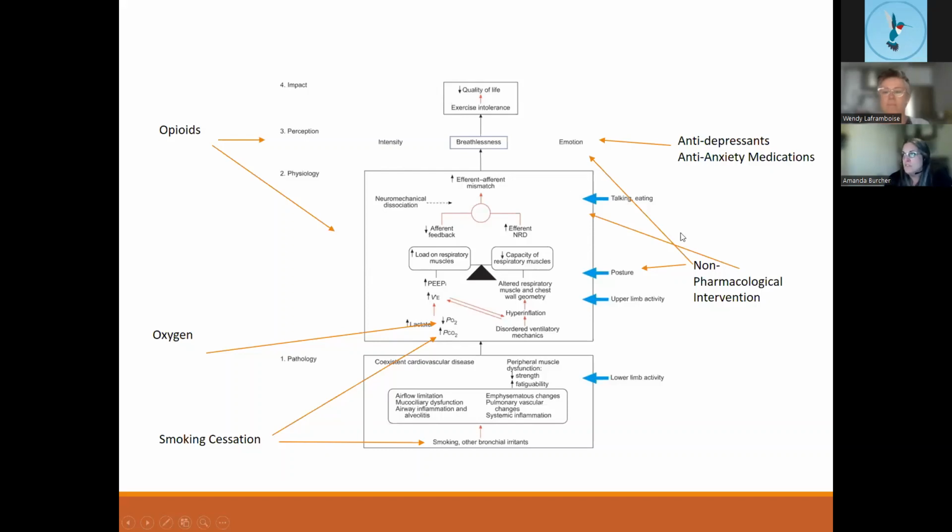And then our non-pharmacological interventions can address the posture causes, the talking, eating causes, the emotion causes, so they can work on a number of different things. So really, when we're looking to come up with a dyspnea management plan for our palliative care patients, it's multifaceted, and we're going to address a number of things at once, simultaneously.